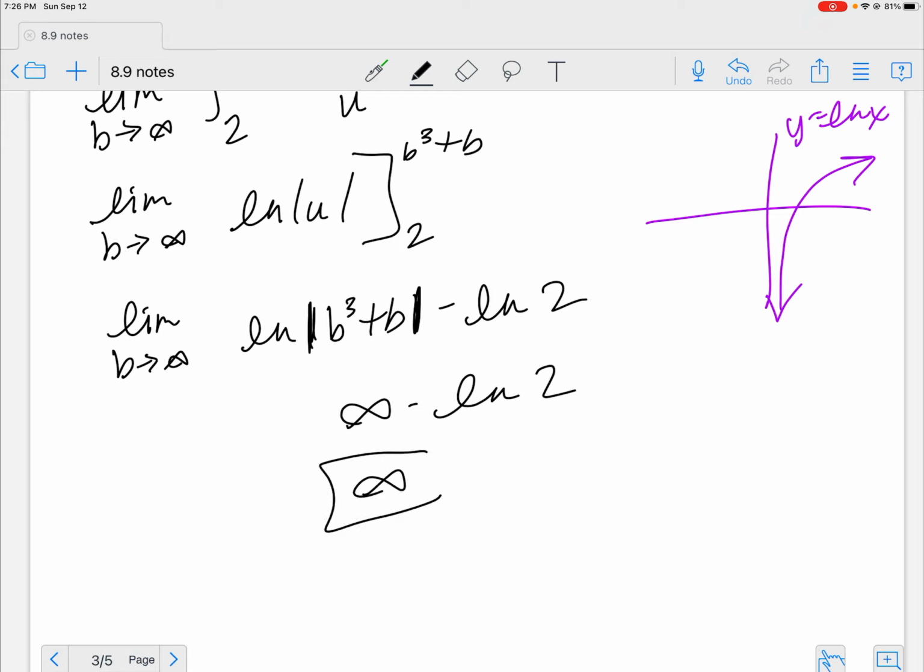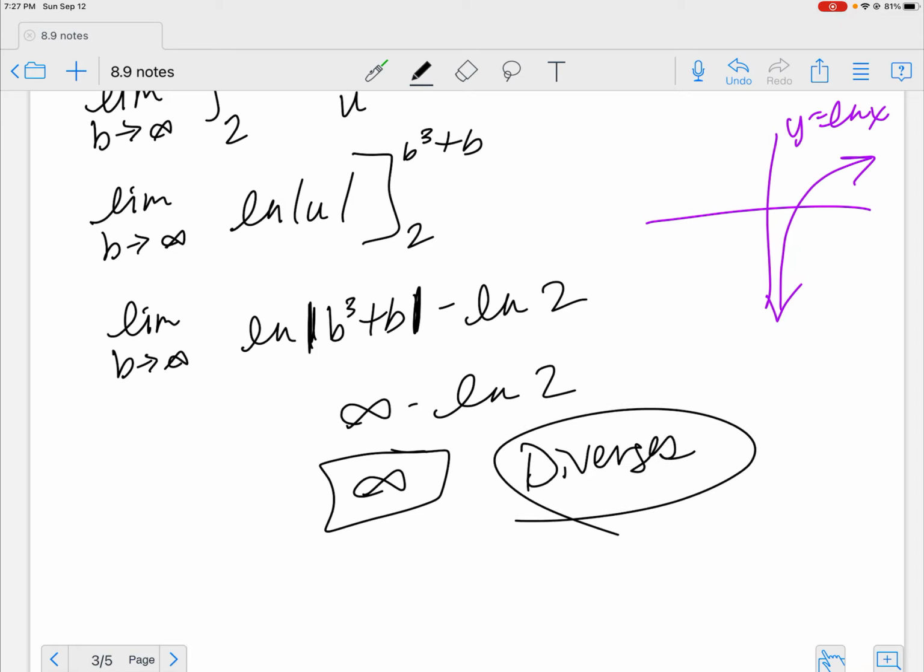You guys are so good. Natural log of 2 is a tiny little number, so that's not a big deal. But the whole thing goes to infinity, which means what? This one diverges. Do you see that? If it's a number like we had previously, it converges. If it goes to infinity, like a problem like this, which is why I wanted to do this example, then that diverges. Okay. Good job, guys, doing this.